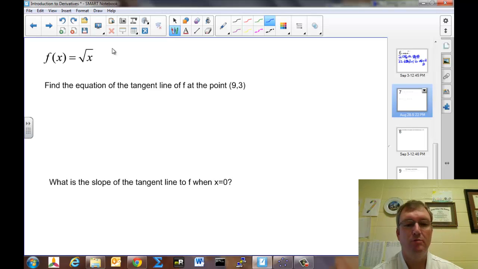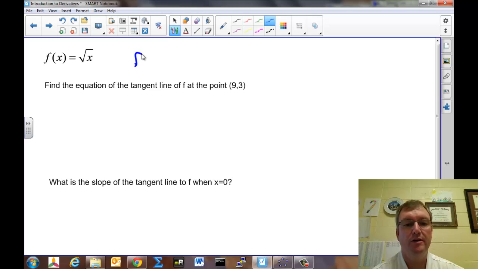So we just determined that the derivative of this function that we've got written up here is 1 over 2 square root of x. So now we can use that to find this information here. Find the equation of the tangent line of f at the point (9, 3).